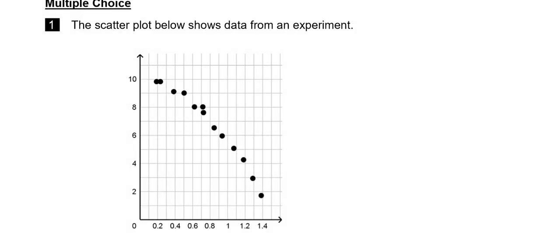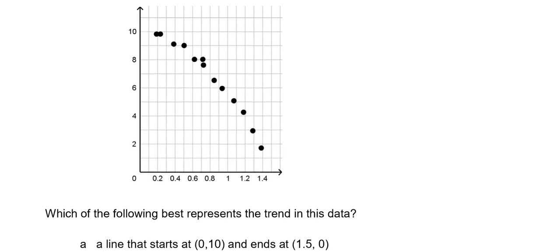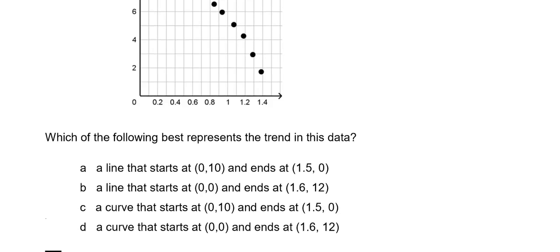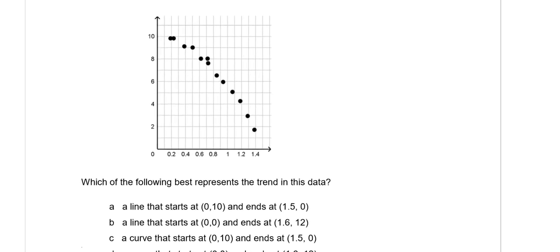The scatter plot below shows data from an experiment. Which of the following best represents the trend in this data? A: a line that starts at 0, 10 and ends at 1.5, 0. I mean, it's not great. So A, I did in blue. B: a line that starts at 0, 0 and ends at 1.6, 12. No.